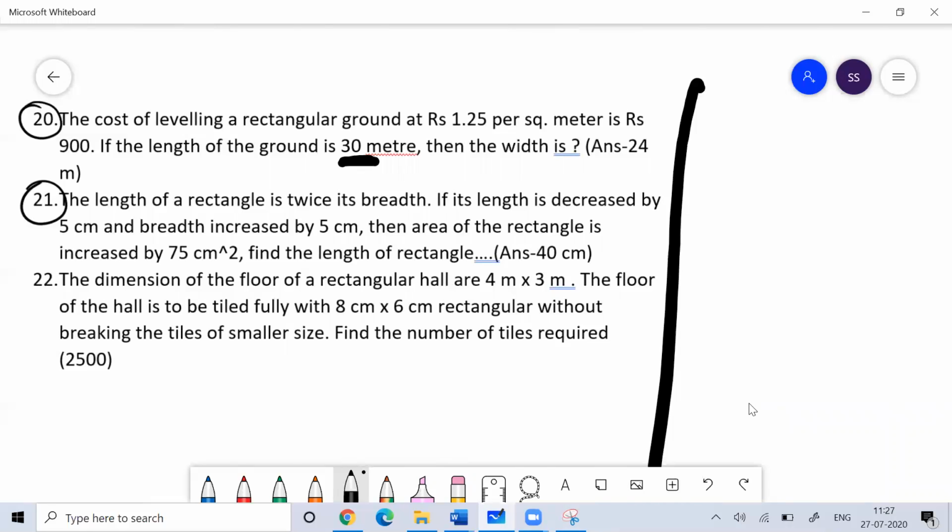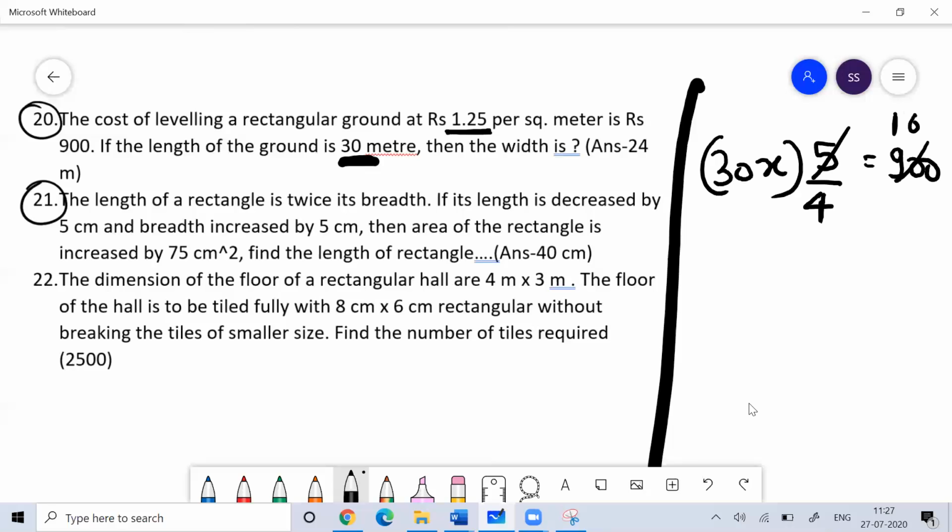So length is 30. Take breadth as x. So the area of this would be 30x, and per meter square you're paying 1.25 rupees, I can write 5 by 4. So this is the total money you're spending, that is equal to 900. So this is 180, so you can write this is 6. So the value of x would be 24. So that is what you need to do.